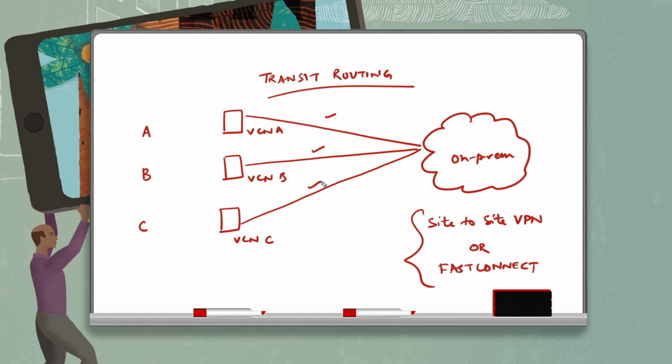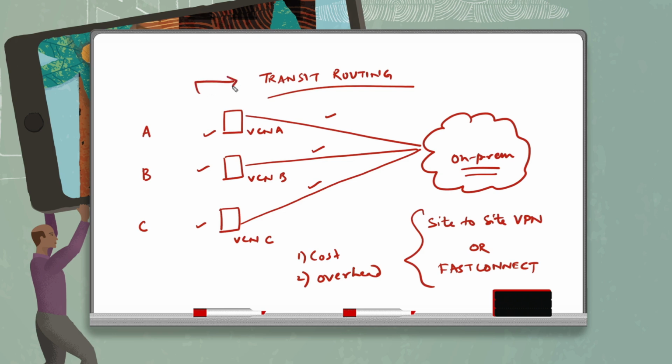Of course, no. First of all, there will be an increase in cost. And secondly, there is also an administration overhead of maintaining these connections. What you typically need is for this on-premises network to be able to communicate with these three VCNs without having multiple site-to-site VPN or Fast Connect connections. So the answer is transit routing.